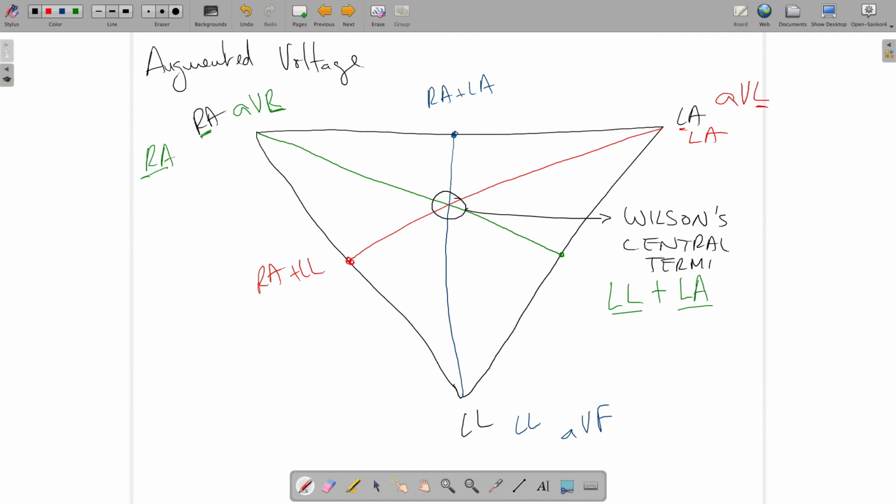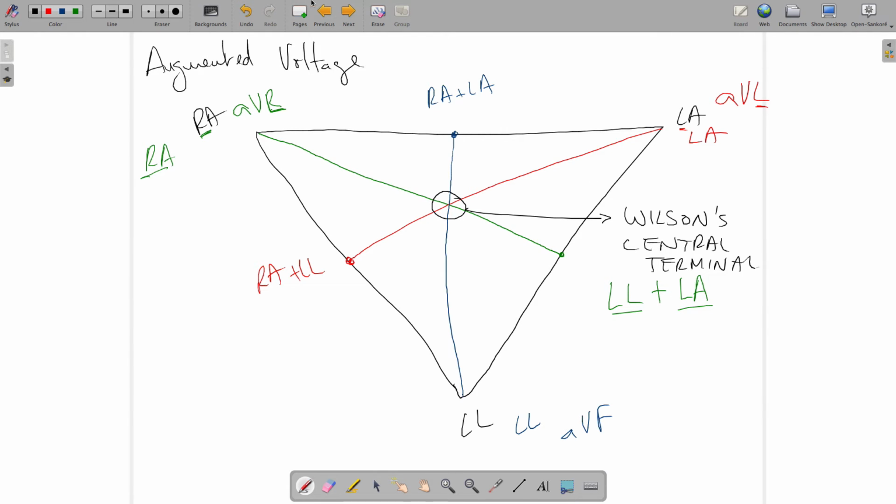So Wilson's central terminal is going to play a big role here in just a little minute, because when we start looking at the precordial leads, those are leads V1 through V6, those guys are going to act a little bit differently, and they're going to use Wilson's central terminal as one of their reference points. All right, so let's take a look here.